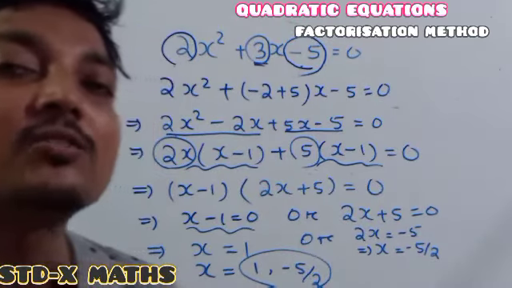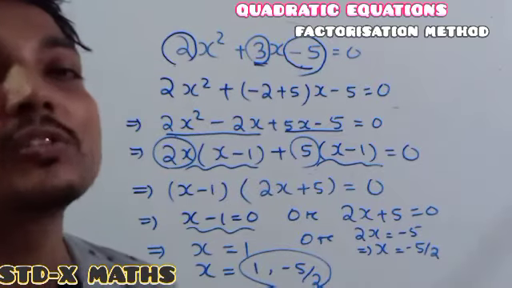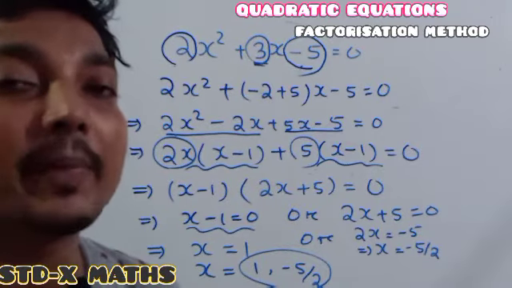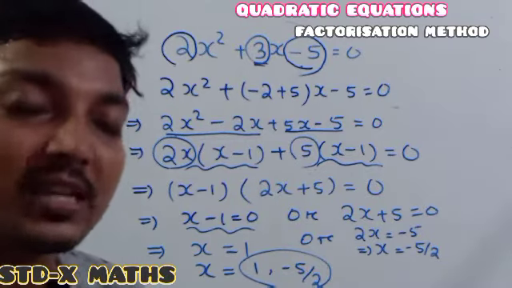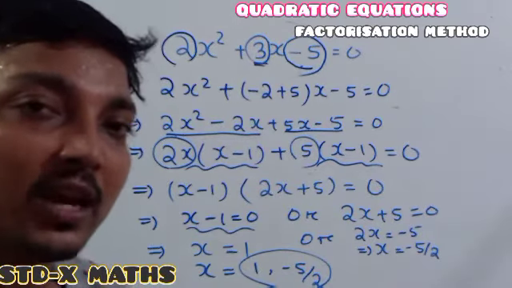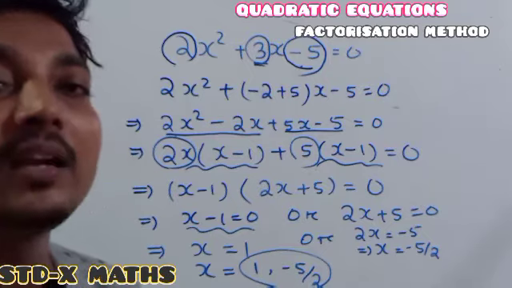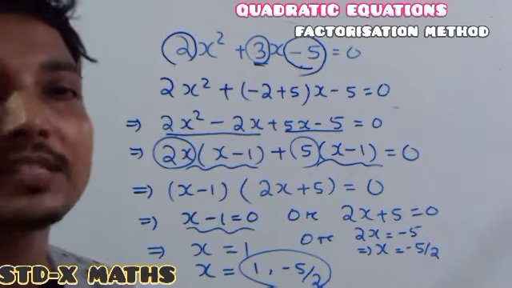Understood perfectly? So by which method have we solved this question? The name of the method is factorization by splitting the middle term, otherwise by splitting the middle term of our quadratic equation.